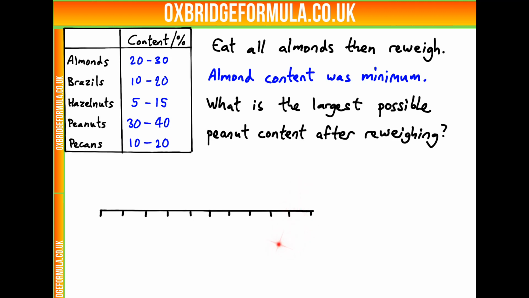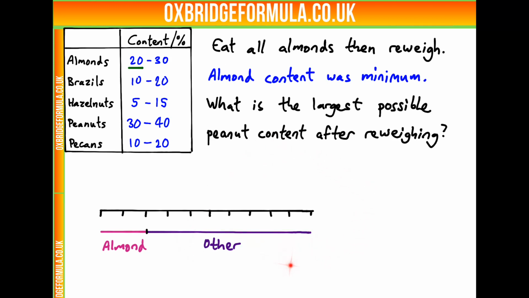And now, what was the almond content before this person ate all the almonds? Well, if it was at the minimum, we look at the information on the packet that says the almonds could be 20 to 30%, and so naturally we're going to choose the 20% as our minimum. How do we demonstrate this on the number line? So that would be 2 of these sections taken up by almonds. And for now, let's just call the remaining 80% the other nuts.